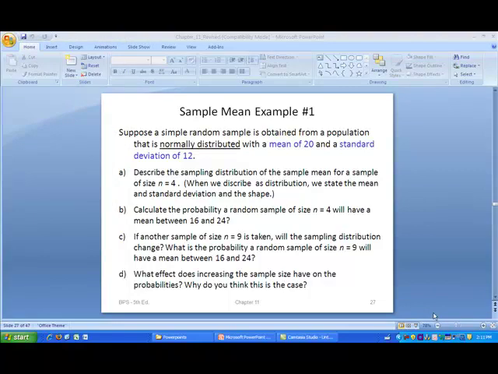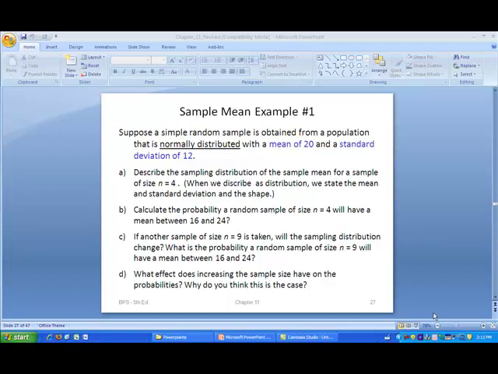Now, what do we mean by describe a distribution? That means we have to state the mean and standard deviation and the shape of the distribution. So here we're saying we take from the population samples of size 4, and we do this over and over and over and over again. We create a sampling distribution of the sample means.